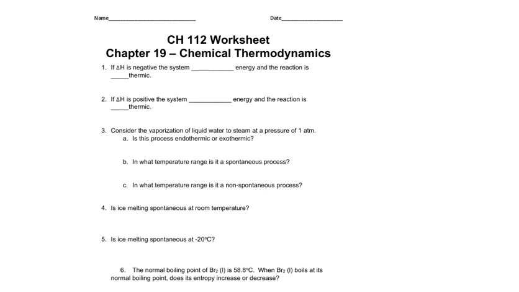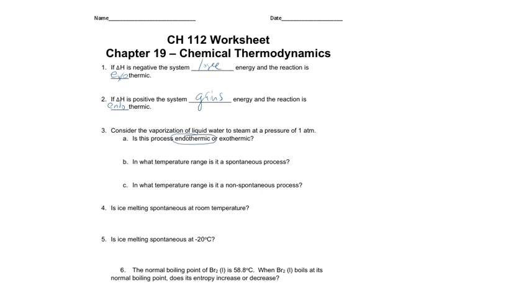If delta H is negative, the system loses energy, and the reaction is exothermic. That's review from Chapter 5. If delta H is positive, the system gains energy, and the reaction is endothermic. The vaporization of liquid water to steam, is that endo or exothermic? To turn water into steam, into a gas, you have to add heat, add energy. So that is an endothermic process.